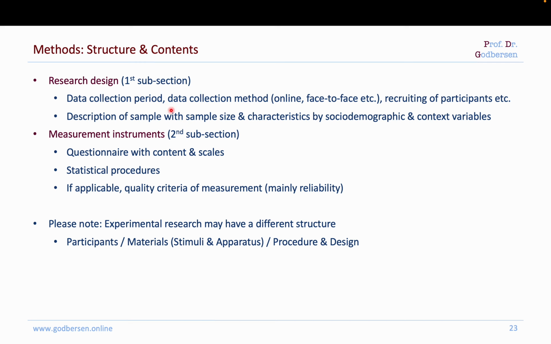What I've shown you, these two subsections, is what you typically use in a cross-sectional design. That's called the normal questionnaire study, where you have just a questionnaire out. If you go for experiments, then you might have a different structure. Typically, you then have three subsections: participants, materials, where you have stimuli and apparatus in, and then a third subsection, procedure and design. But let's stick with the standard or normal structure of the methods section.